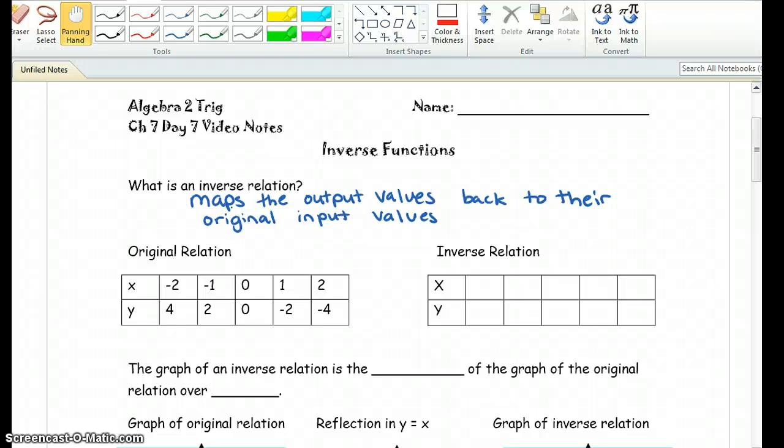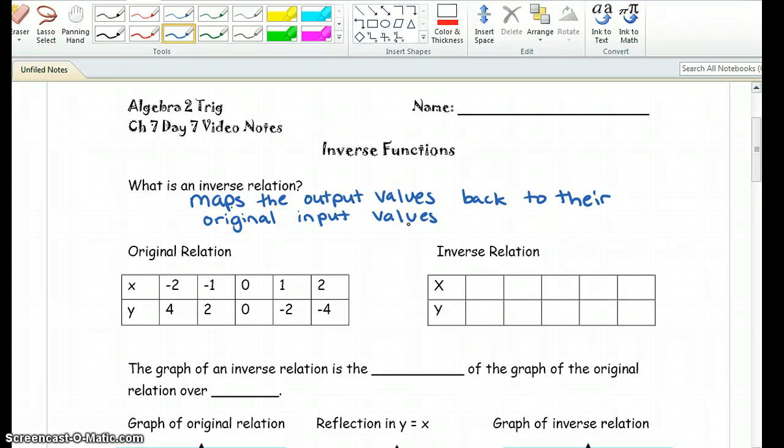Hello. Today we're going to be talking about inverse functions. In chapter 2, we learned about what a relation is, and a relation is a mapping of input onto output values. An inverse relation maps the output values back to their original input values. An easier way to say that is basically the domain and the range of a relationship have been switched.